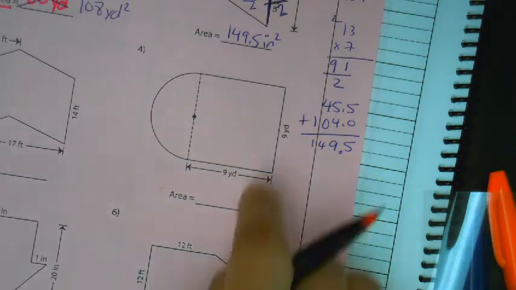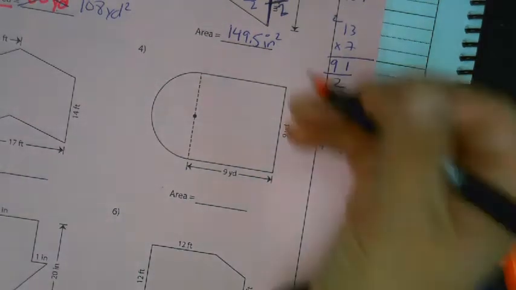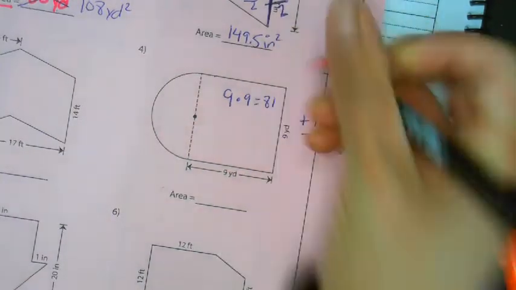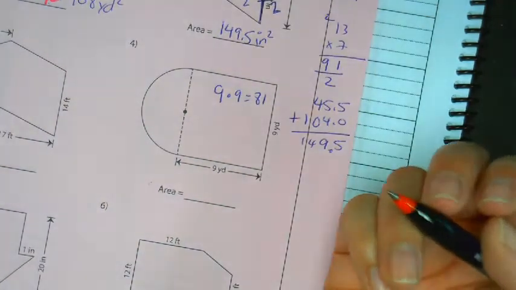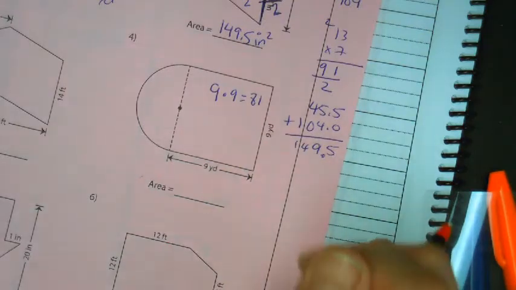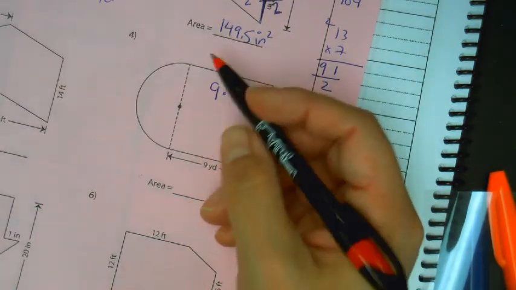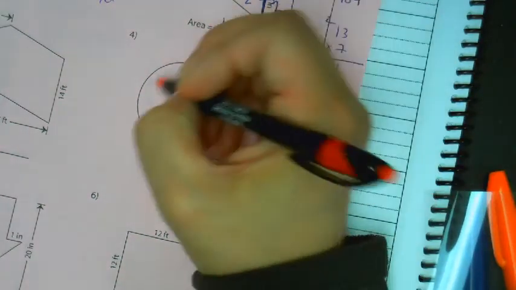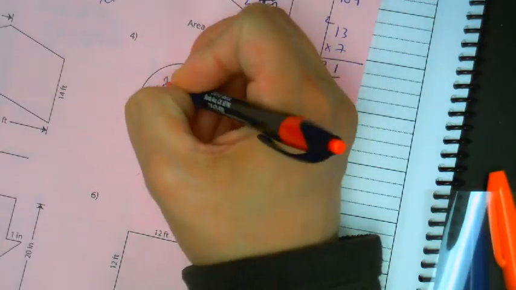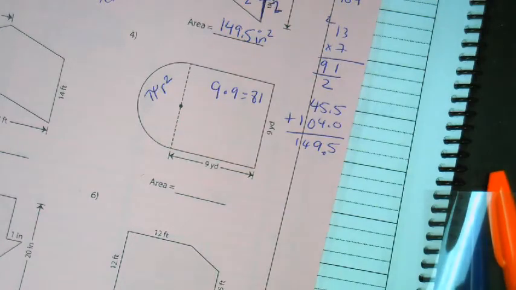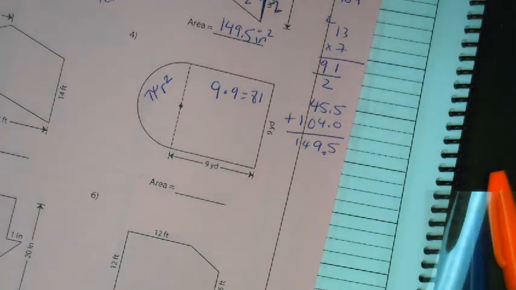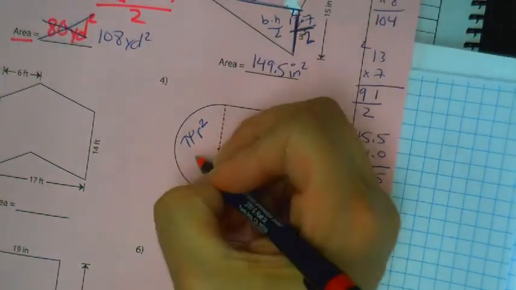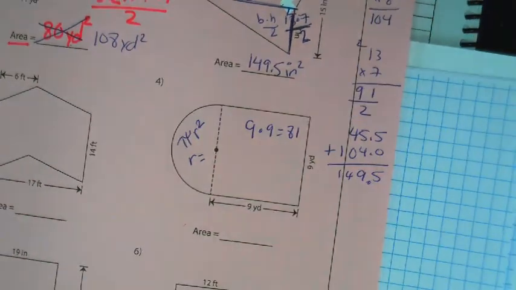9 times 9. 9 times 9, right? Let's do the rectangle. So, 9 times 9 is 81. So the rectangle is 81. Super easy, right? Now we got to do the circle. The circle, how do I find the area of a circle? Pi times radius squared. Make sure we're not looking at our nails. Your nails will be there after the S back, but this won't.